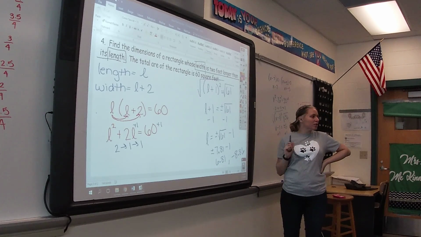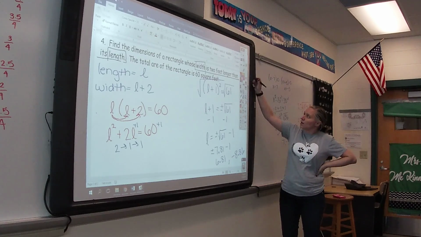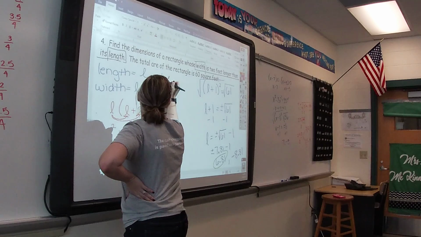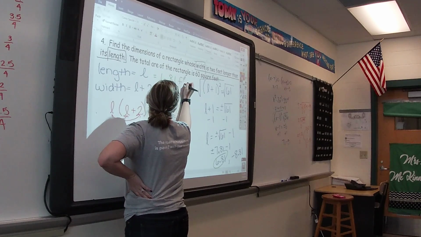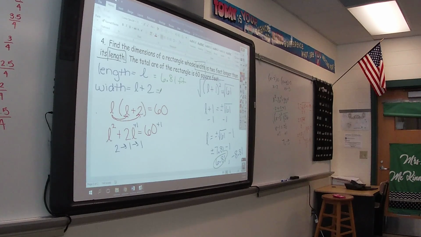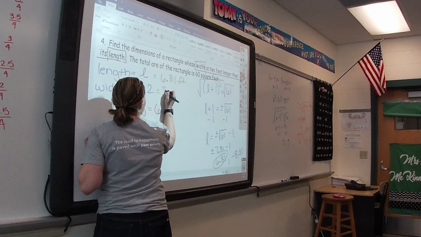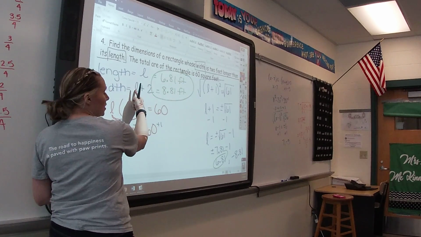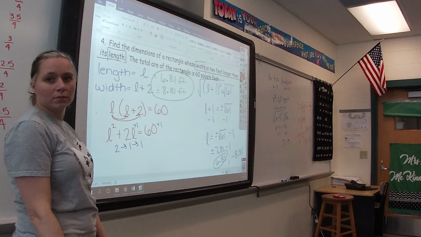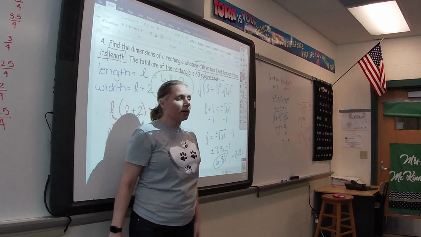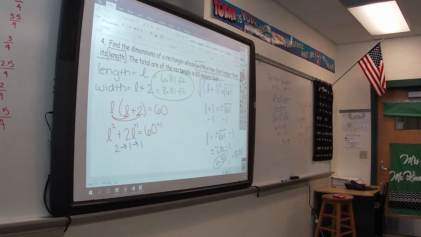Okay, so which one of these answers am I going to use? 6.81. So that tells me that my length is 6.81 feet. What is my width going to be? 8.81 feet. Right? 6.81 plus 2. Class, this happens sometimes that it's the positive version of it, but not all the time. So always make sure you're plugging it back in and just checking to make sure.